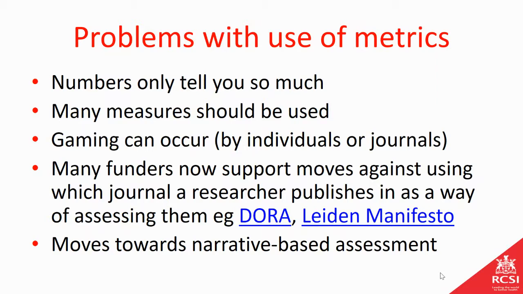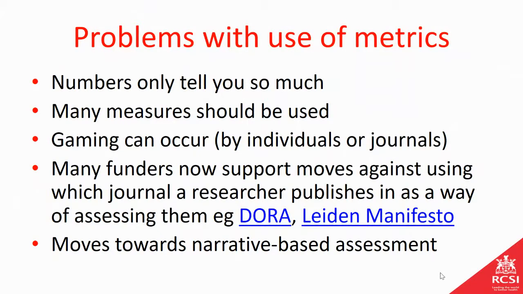So the general message would be metrics are a useful tool. They only tell you so much, and you should use several of them in combination with some qualitative assessment alongside it. If you're just relying on numbers, then gaming can occur. People can cite themselves, journals can cite themselves and try to improve their impact factors, and that sort of thing has gone on in the past.